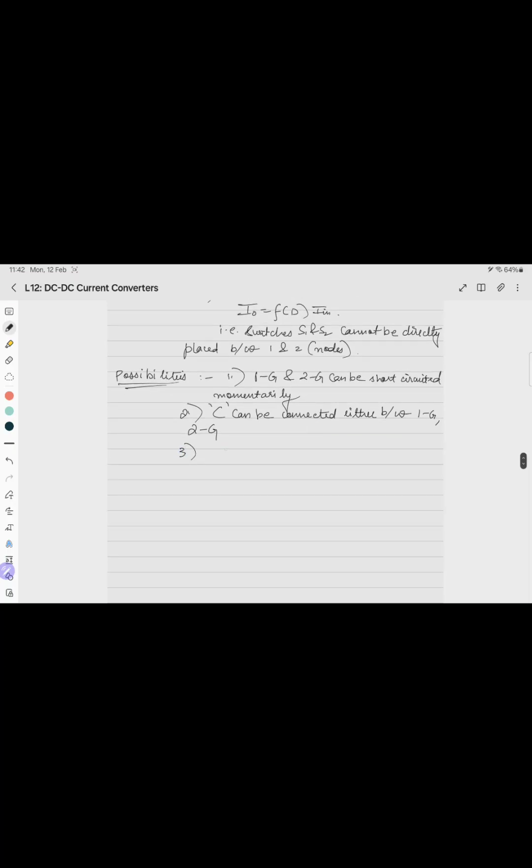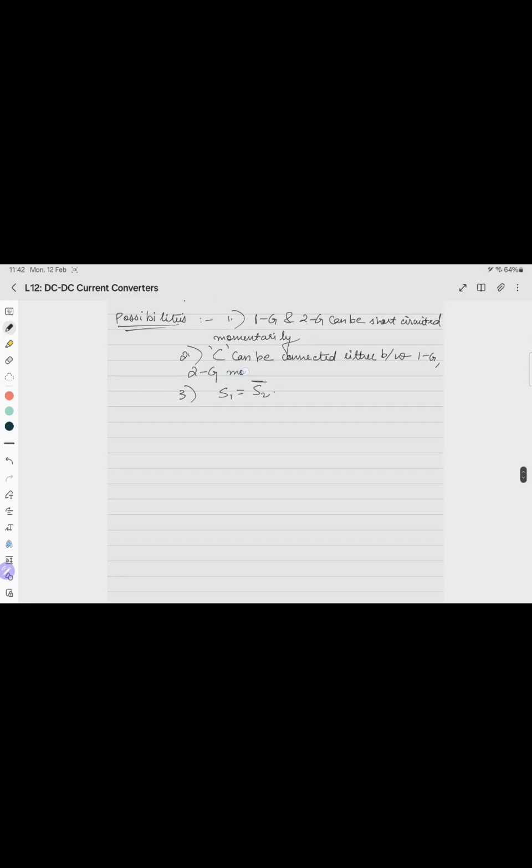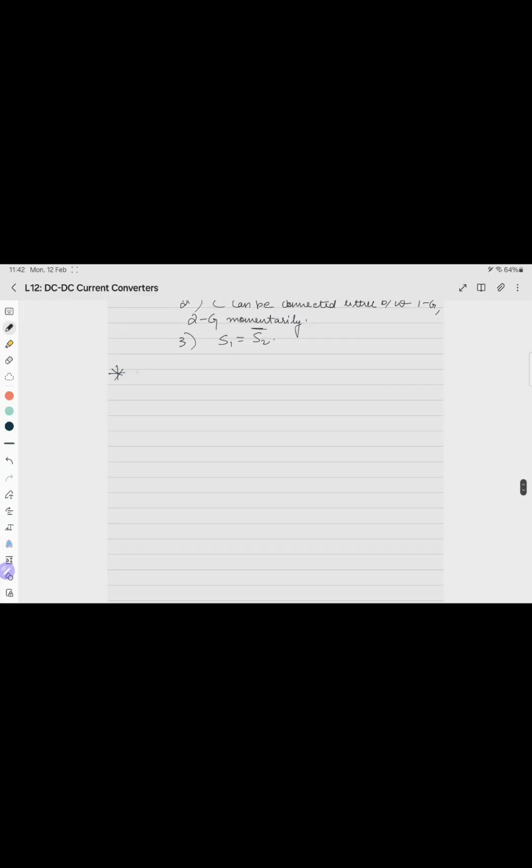Another possibility we can write is that S1 should be S2 complement, because the need of S2 is to not allow the capacitor to be short circuited. So the capacitor has to be connected either between 1 to G or 2 to G, momentarily. Everything is momentarily. So now we'll write about valid circuit phases of DC-DC converters. What are the valid phases? We'll see.